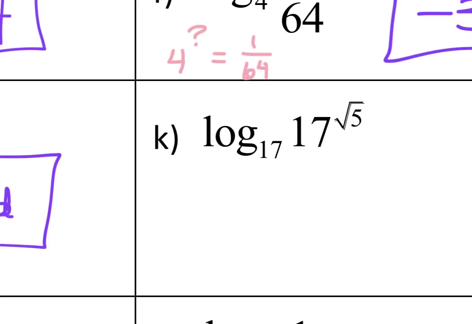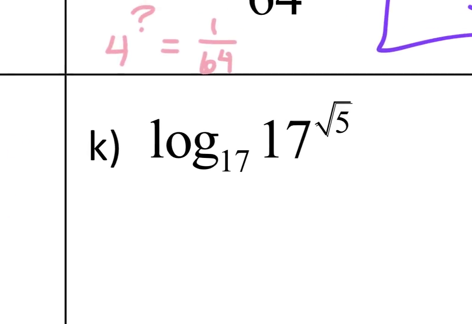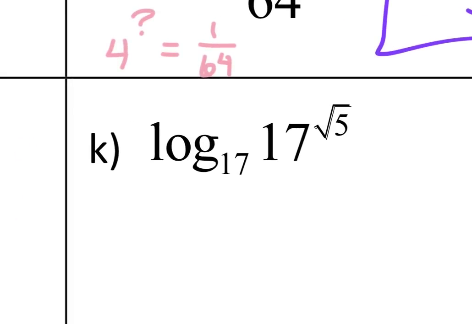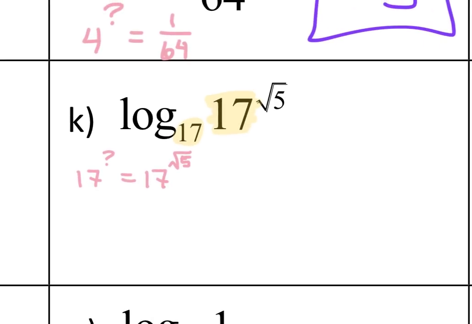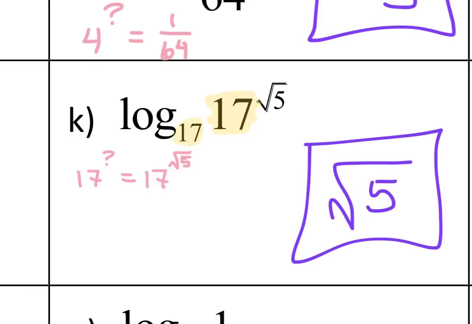Letter K, I'm sorry, is very similar to letter G, where you have the same base of the log as you do of the number with an exponent. And if you want to think it through, 17 to what power equals 17 to the radical 5 power? And if the bases are the same, the exponents are the same. But if you have the same base for both, it's just going to be whatever that exponent is.